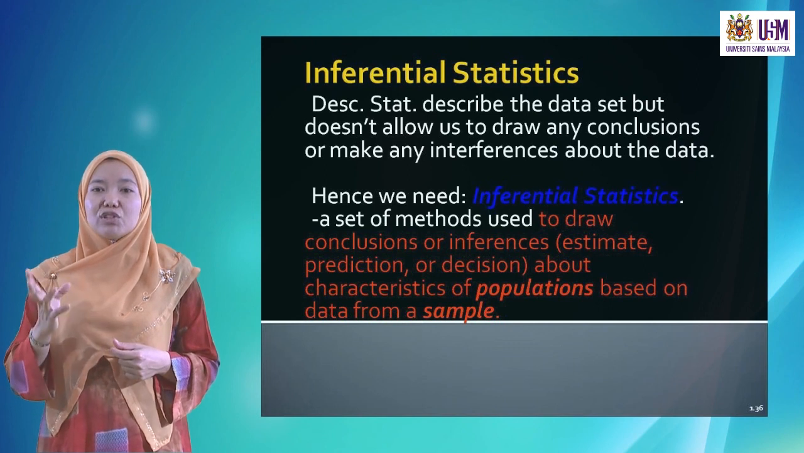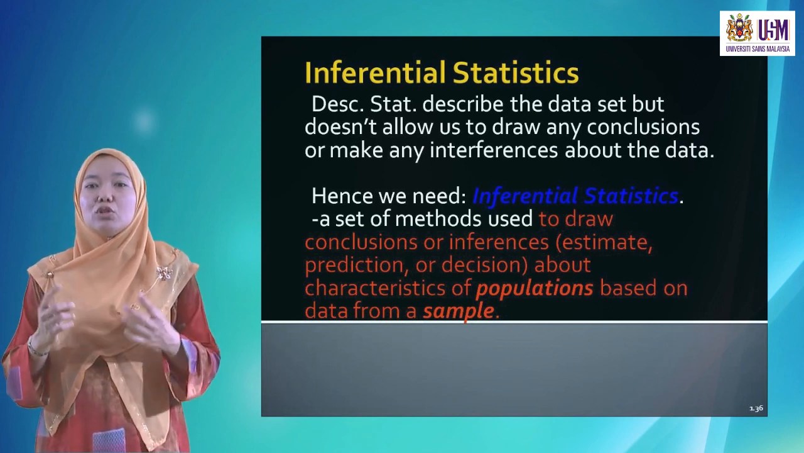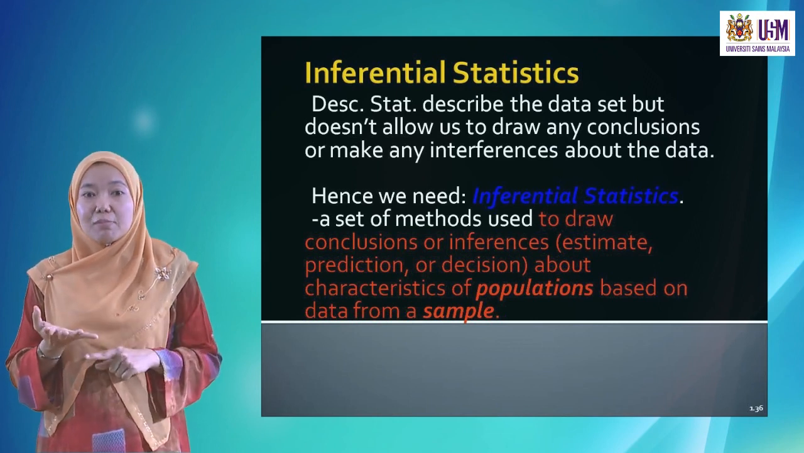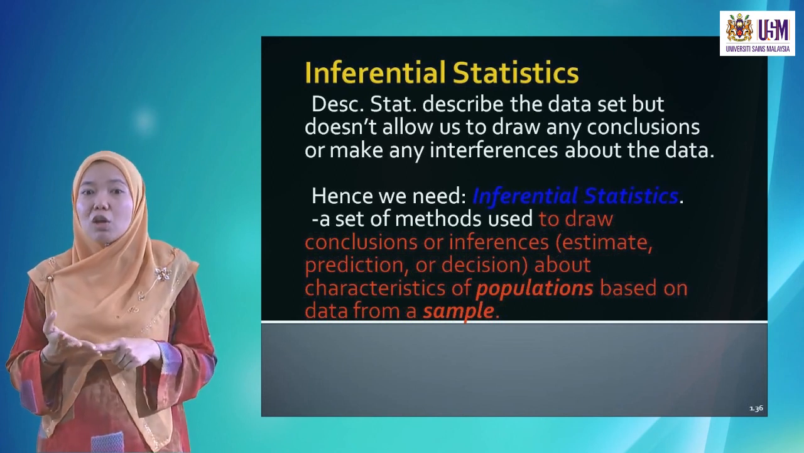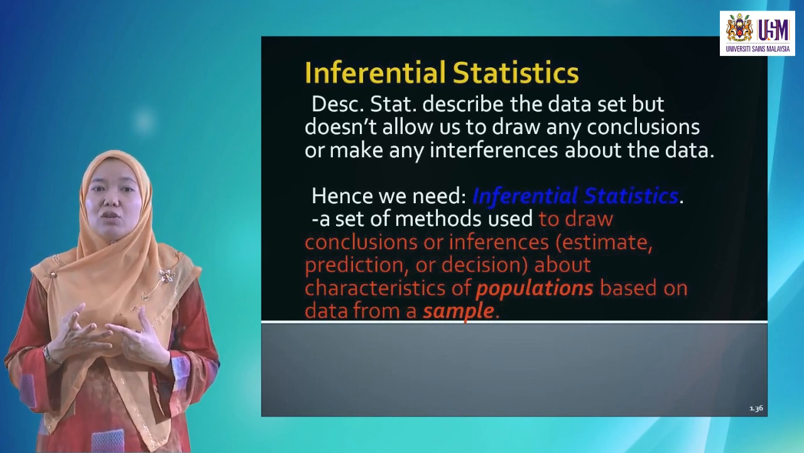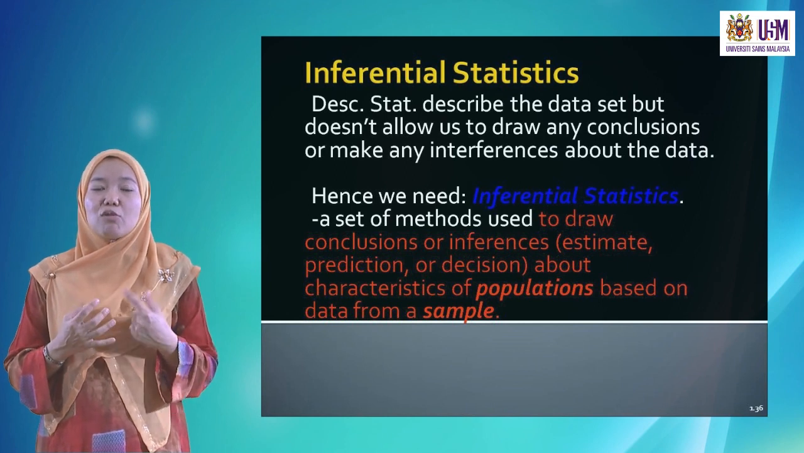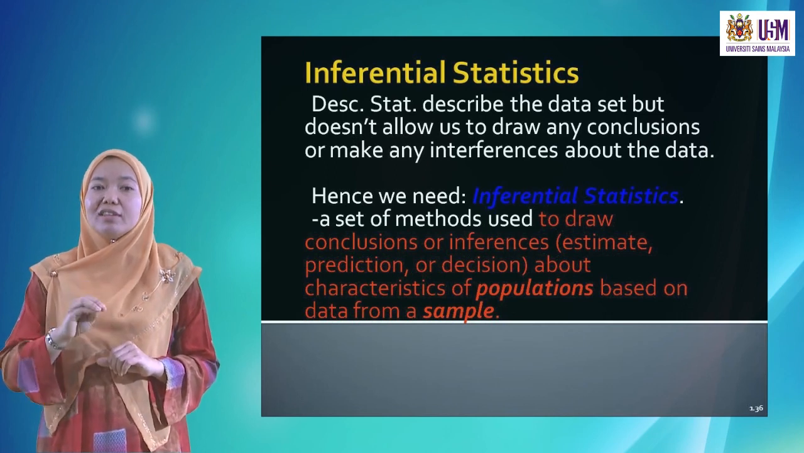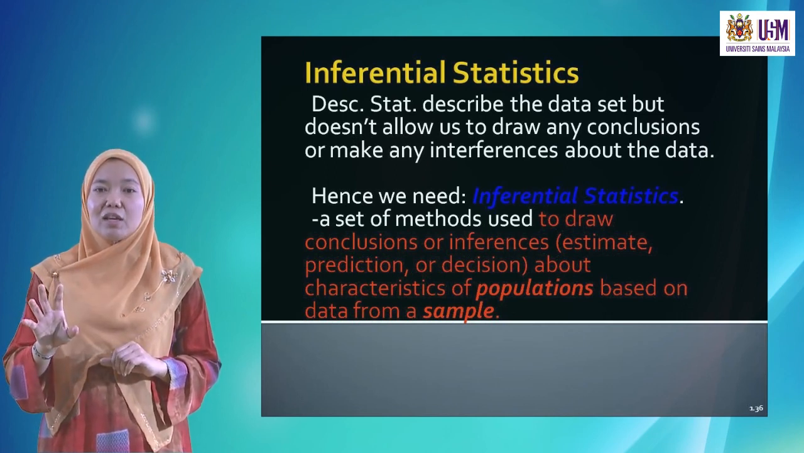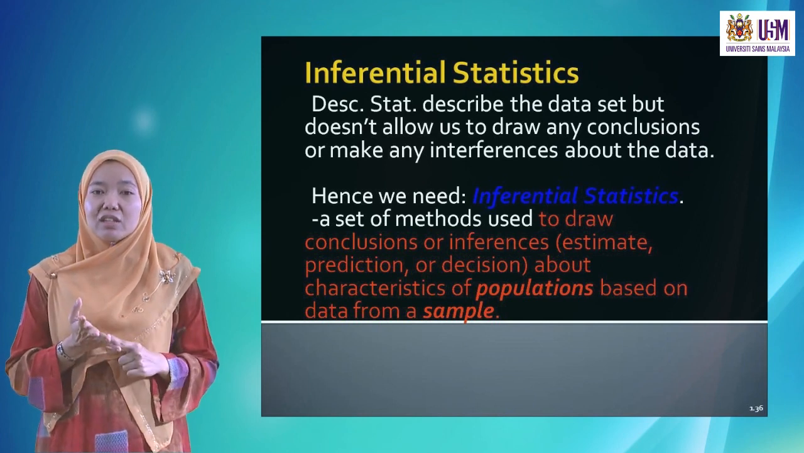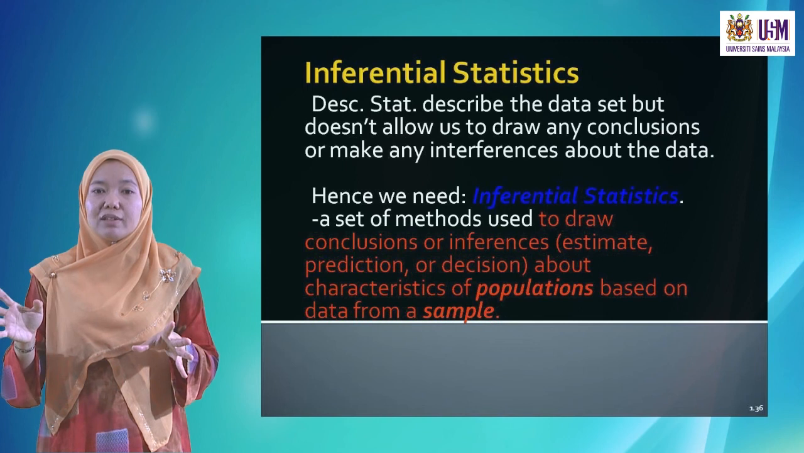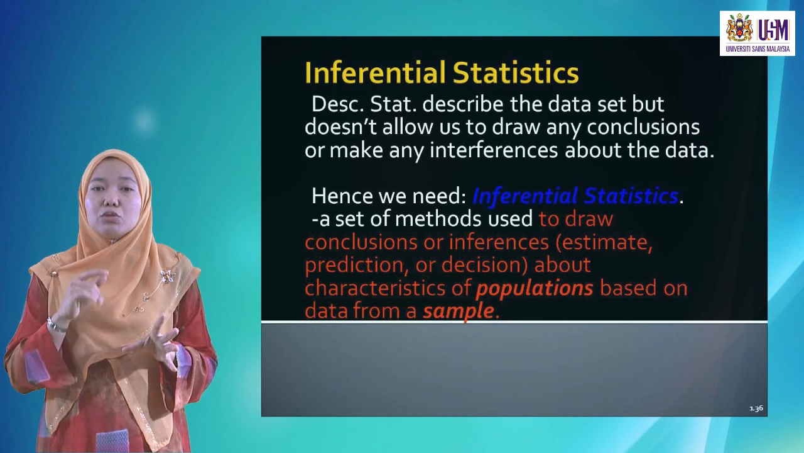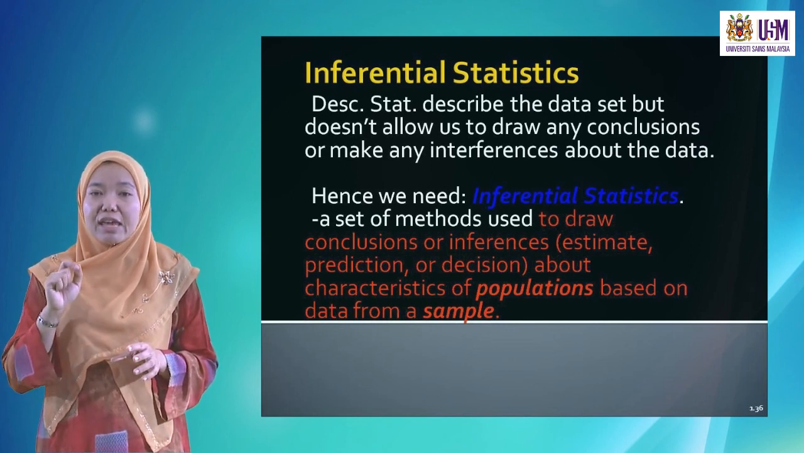So what is inferential statistics? This is a set of methods used to draw conclusions or make inferences. Making inferences means you want to estimate, or make a prediction, or simply make a decision, about anything with regard to the different characteristics of the population, but you make your inference based on sample data. That's why the key concepts from population to sample, from parameter to statistic, are important, because you need them to make inferences.